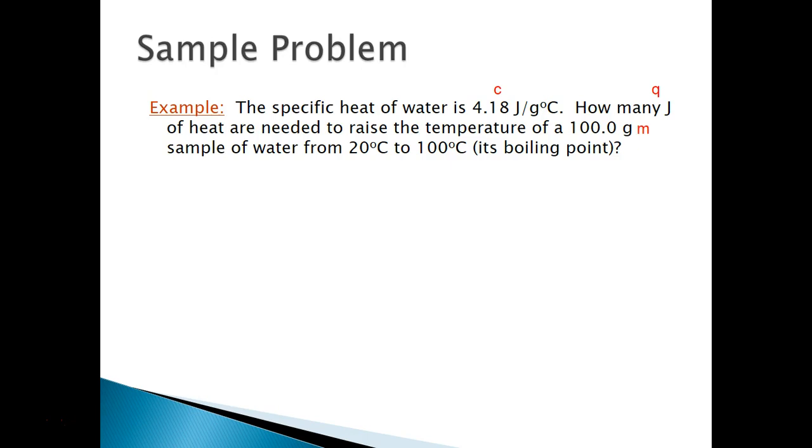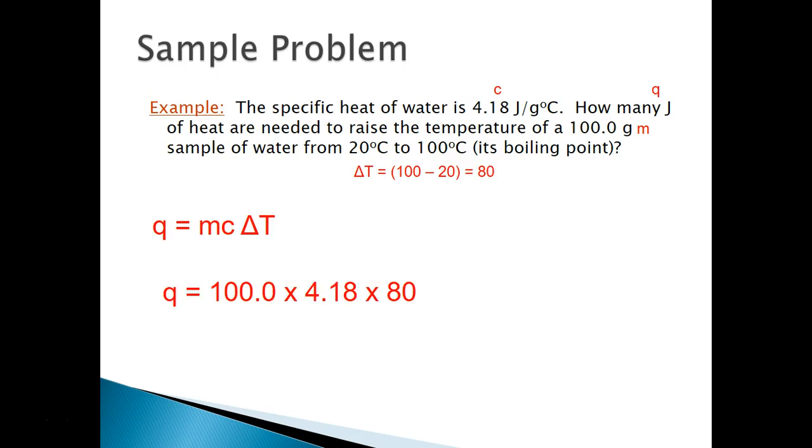100 grams is mass, so write a little m next to it. And the two temperatures from 20 to 100 indicate a change in temperature. So we'll take the final temperature, which is 100, subtract the initial temperature to get a total change in temperature of 80 degrees Celsius. So we're going to use our formula, Q equals mc delta T. When we plug in the numbers, 100 grams of mass, a specific heat of 4.18, and a change in temperature of 80, we calculate that the change in energy was 33,400 joules.